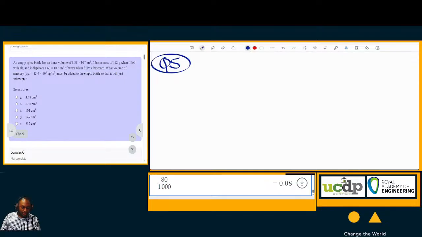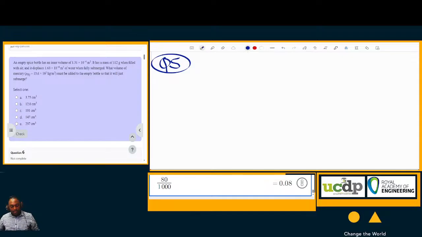Okay, now you can identify and form an equation from that scenario that you have. So in this case, first and foremost, you want to determine the weight of that mercury so that you can find the volume of the mercury.